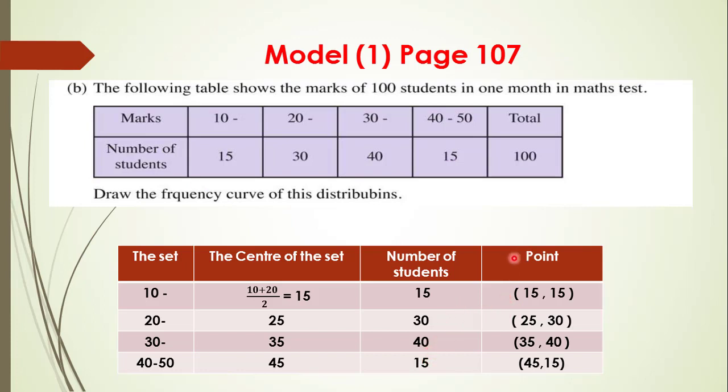The points here, the first point is 15 and 15. The second one, 25 and 30. Okay, the center of the set with the number of students or with the frequency. 35 with 40 and 45 with 15. Now we want to draw the frequency curve using the points here.